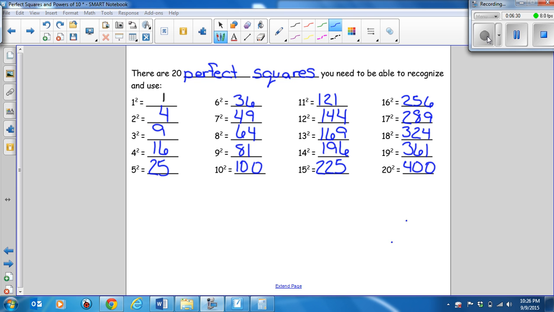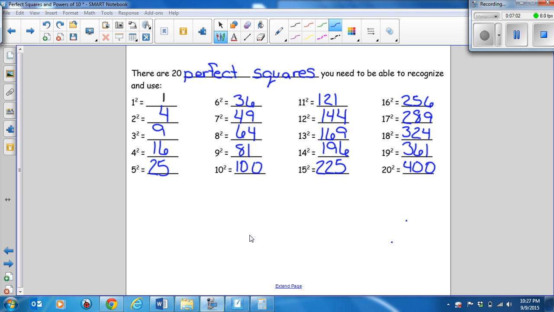Now, you will get a calculator on your quiz, test, and SOL on perfect squares. But say it gives you just 225 and asks, is that a perfect square? You need to be able to say yes or no. There are two ways to figure out if 225 is a perfect square. You could do trial and error if you don't have it memorized. You could say, well, 12 squared is this, 13 squared is this, 14 squared is this, until you figure out if 225 is a perfect square.